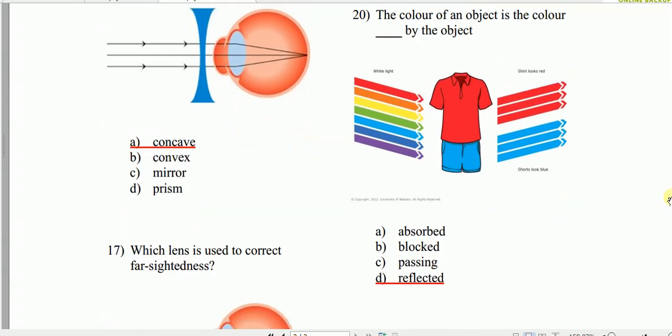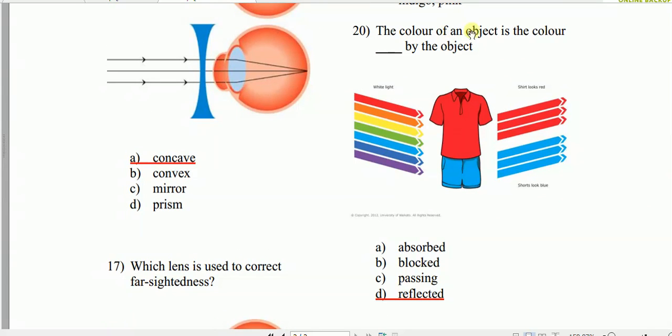Let's go now to number 20. The color of an object is the color reflected by the object. So here we have white light hitting the uniform that is here, and the shirt will look red because it's reflecting red light, even though we have other colors of light hitting it, and the shorts will appear blue because it is reflecting blue light.